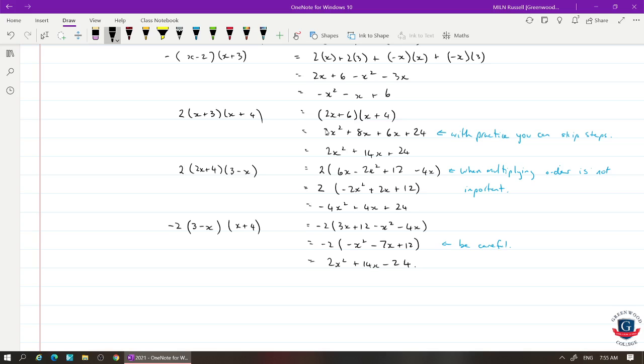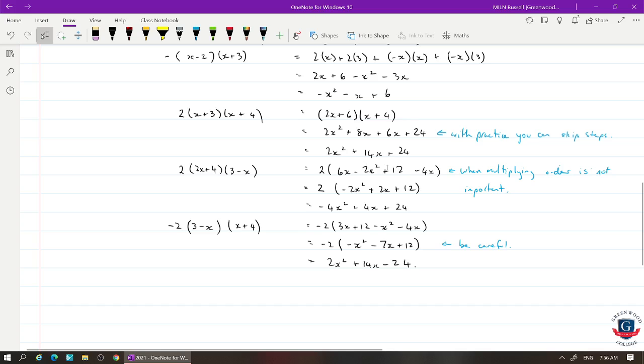Now, in this example, rather than multiplying the 2 into this bracket, I'm going to do it at the very end. I'm just going to do this first. So 2x times 3 gives me 6x. 2x times negative x gives me negative 2x squared. 4 times 3 gives me 12. 4 times negative x gives me negative 4x. I haven't dealt with this 2 yet, so I'm just going to put it out the front so that I remember to do it later on, which is why it's still sitting here. Simplify this bracket, put it into standard form or as close to it as I can for now.